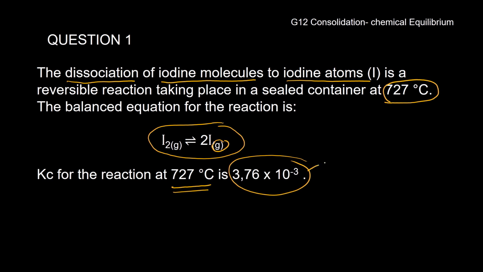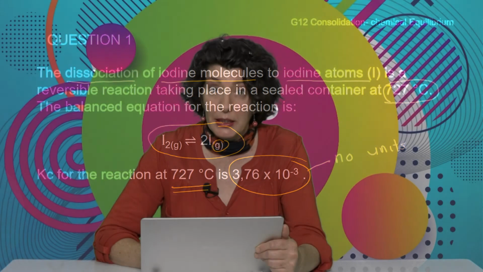Kc does not have any units. It's got no units, and the reason why it has no units is because it's a comparison. It is a ratio between the concentration of reactants and the concentration of products, and that is once equilibrium has been established. Kc can only be changed when there is a change in temperature. Nothing else can change Kc.